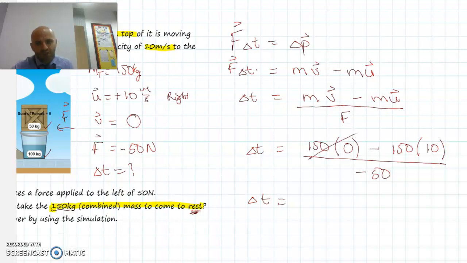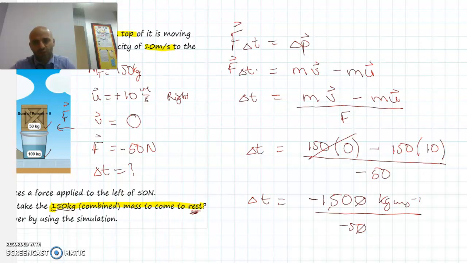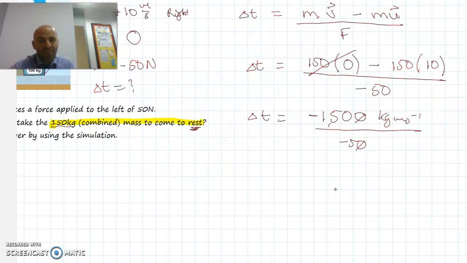So this quantity on the left goes to 0 because it's multiplying by 0. Then I've got 150 times 10, which is 1,500. That's my change in momentum, kg meters per second, divided by 50 newtons on the bottom. Of course that's negative on top. Zeros cancel, and 5 into 15 goes 3 times. The negatives cancel, and that leaves me with a time of 30 seconds.